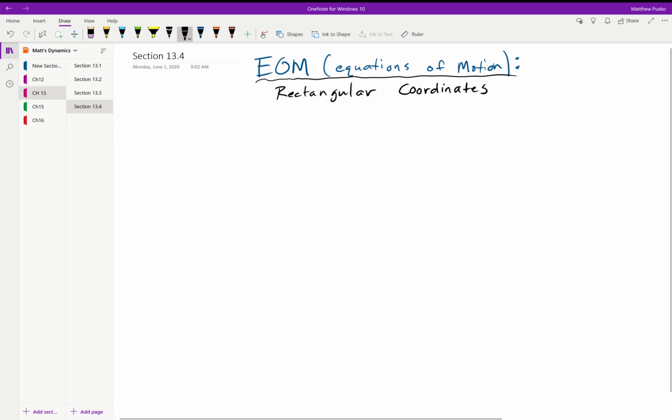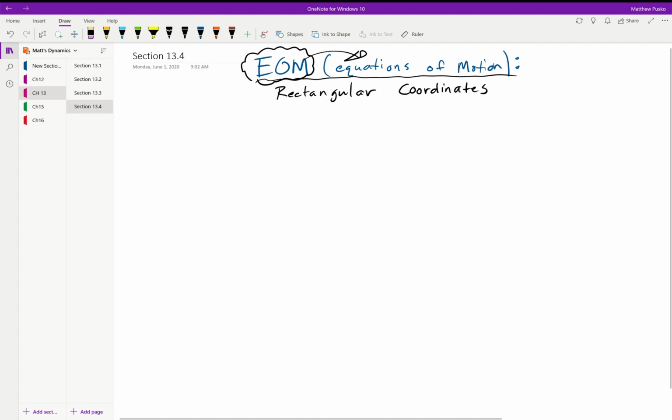Alright, let's take a look at equations of motion in rectangular coordinates, and you might see equations of motion written as EOM. So refer to equations of motion. Okay, so we're looking at when a particle moves relative to an inertial XYZ reference frame. The forces acting on the particle as well as its acceleration will be determined in terms of i, j, and k components.